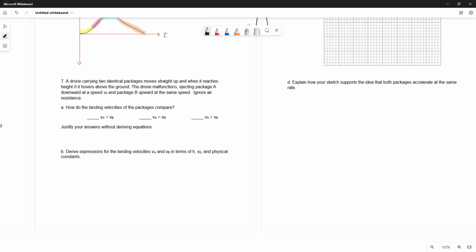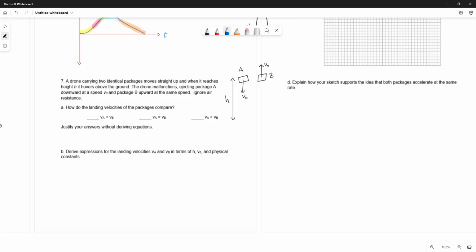All right, looking at this last problem, you're given a description of a drone carrying two identical packages. It goes up to some height h, right? So you have a height h. Then it drops package A downward at a velocity v0, and then it fires package B upwards at that same velocity, package B.